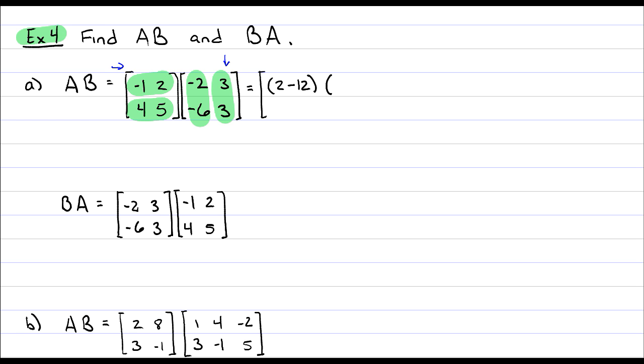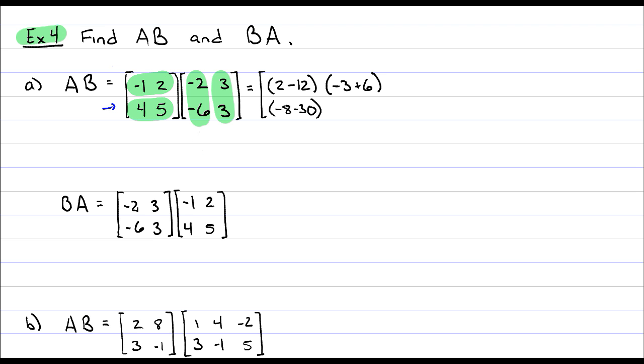And I'm going to get minus 1 times 3, which is minus 3, plus 2 times 3, which is 6. Okay, so now I can move on to the second row. So I'm now going to use the second row of A and the first column of B. And this gives me minus 8, minus 30.